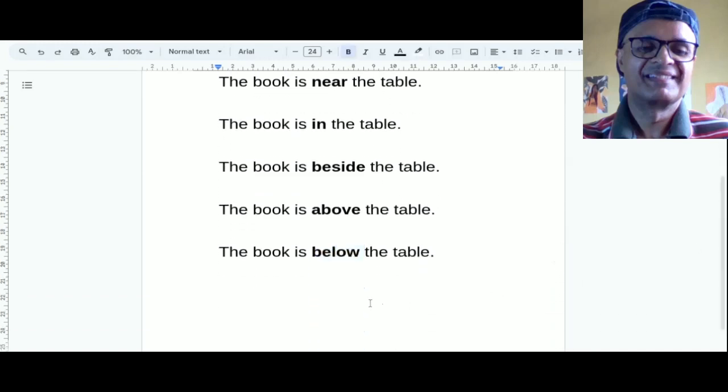So when a word shows the relation between two nouns, in this case book and table, it is called a preposition, right? So let me write it down.